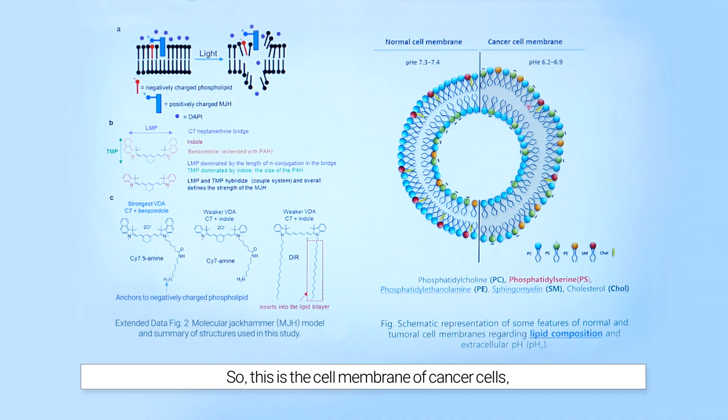So this is the cell membrane of the cancer cells, and this is the cell membrane of normal cells. What is the difference? The outer membrane of cancer cells is negatively charged, as you see. This is normal cells. Where is the negative charge, inside or outside? Yeah, inside. Inside is negatively charged. So this is the difference between normal cells and cancer cells.